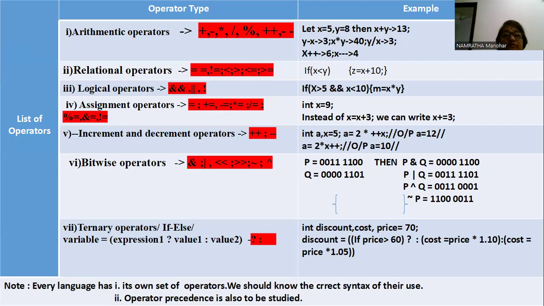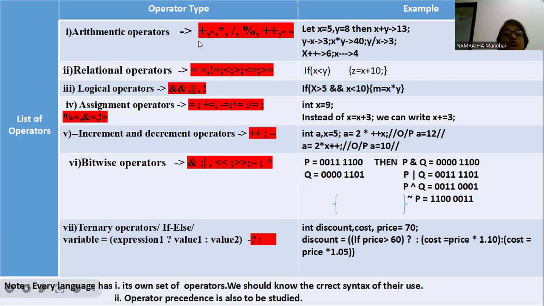Now, we will see the list of operators. To take a decision or to perform arithmetic operations, we need operators. So, what are the operators? We have arithmetic operators, relational operators, logical operators, assignment operators, increment and decrement operators, bitwise operators, ternary operators, if-else, and these are the operations. Every language has its own set of operators. We should know the correct syntax, their usage and the operator precedence.